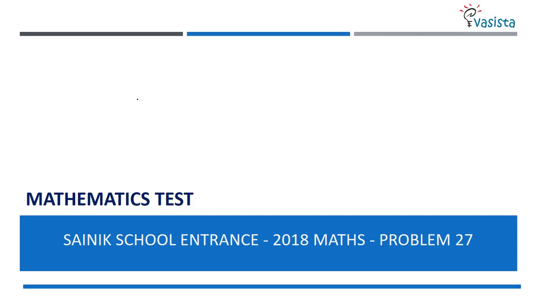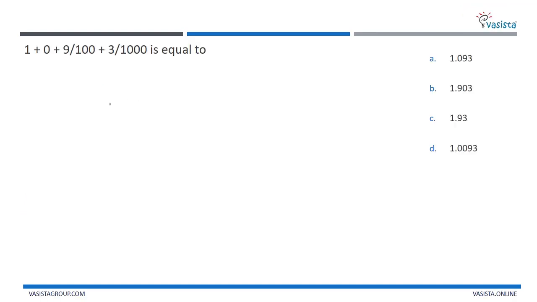Fine. This is problem number 27. Let us start solving this. They have given 1 plus 0 plus 9 by 100 plus 3 by 1000 is equal to what? That is what we need to find out.